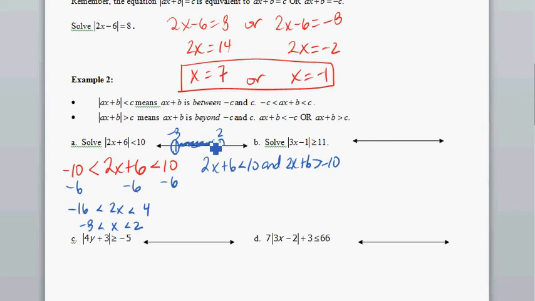Again, we've got a less than situation, which is an and situation, which reminds us of a sandwich on our graph. And letter B, when we're solving this inequality, it's an or situation. An or situation cannot be compounded or written small. So we've got 3x minus 1 is greater than or equal to 11, or 3x minus 1 is less than or equal to negative 11.